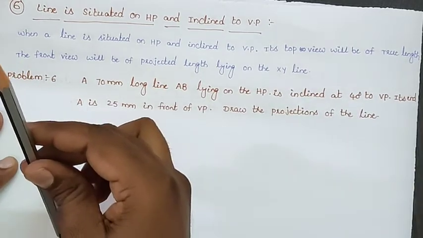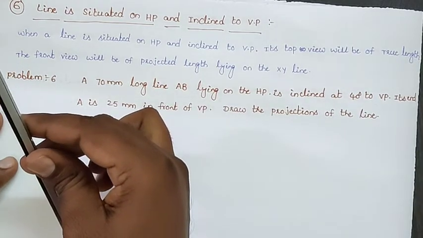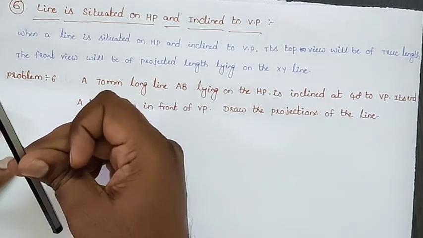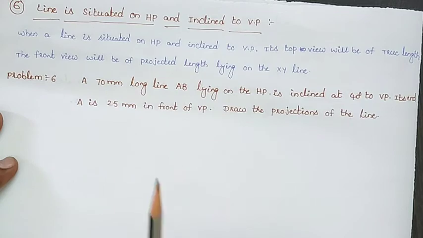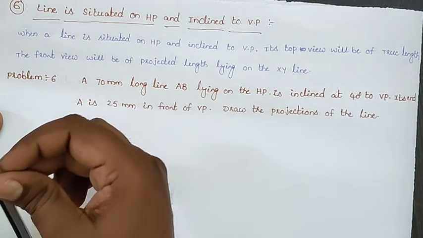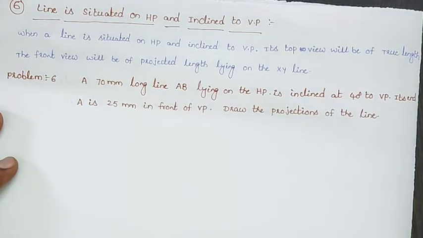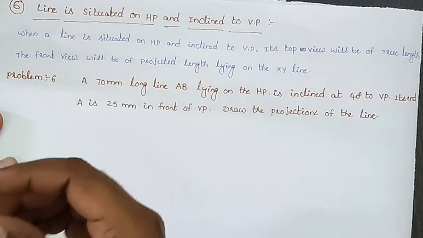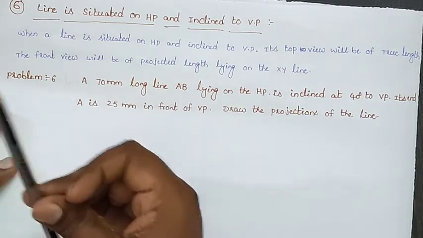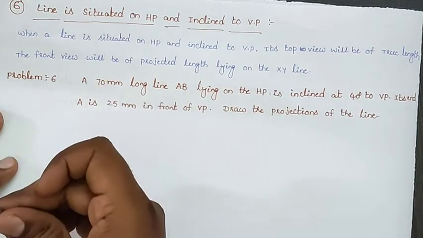the top view will be the true length, because whenever you see the object from the top view direction, we will get the true length of the line with respect to the reference line, and in the front view we will get the projected length. So we will get the front view on the reference line, because the line is situated on the HP; one of the projections is on the reference line. That projection we can call the front view in this case.